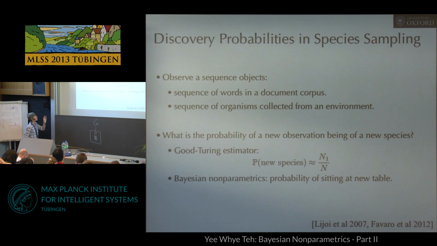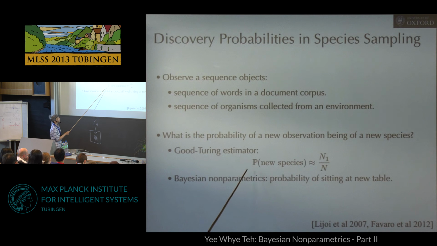I'd like to also say a few words about this. I think I mentioned this earlier. In linguistics, but also in biology, people are interested in, if you see a sequence of things, what's the chance that you might see a thing that you haven't seen before? This is a problem of estimating the discovery probability, the probability of discovering a new species or seeing a new word that you've not seen before. So one question we would like to ask is, what's the probability of a new observation being of a new species?